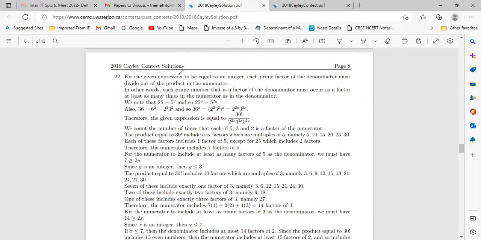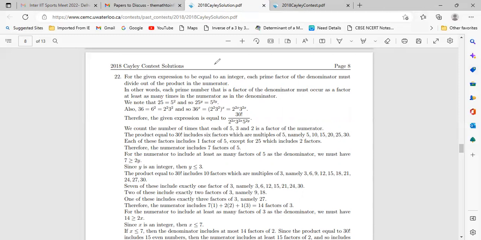Okay. For the given expression to be equal to an integer, each prime factor of the denominator must divide out of the product in the numerator. In other words, each prime number that is a factor of the denominator must occur as a factor at least as many times in the numerator as the denominator.